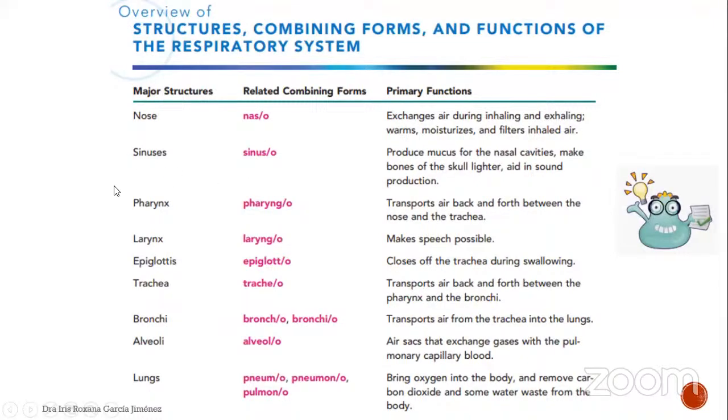Sinuses, sinus or sinuso, I'm sorry. The pharynx, pharyngo, larynx, laryngo, epiglottis, epiglott, epiglotto, trachea, tracheo, bronchi, broncho or bronchio, alveoli, alveolo, lungs, pneumo, pneumono, pulmono. Check. The related combining forms, of course, are showing us how to combine them and get the medical terminology and infer into the definition of the situation.